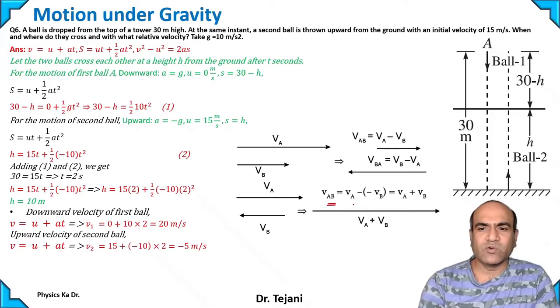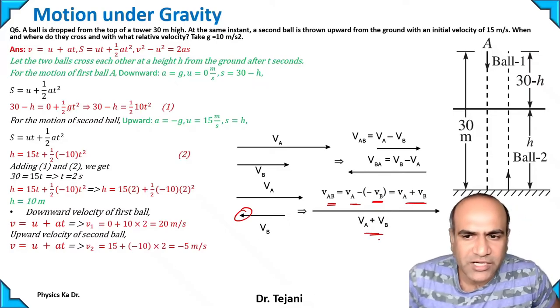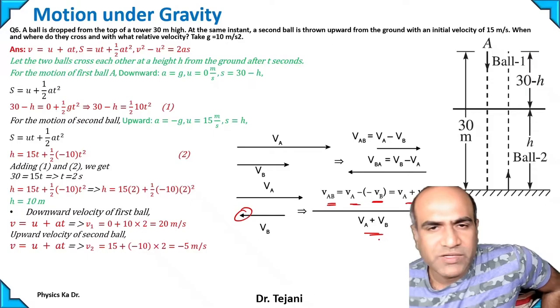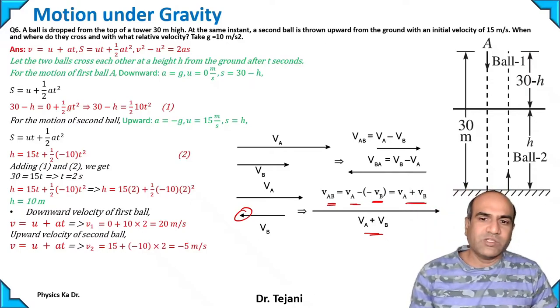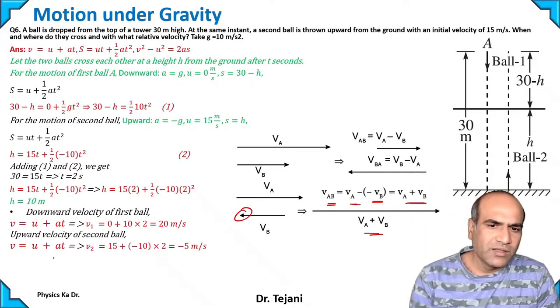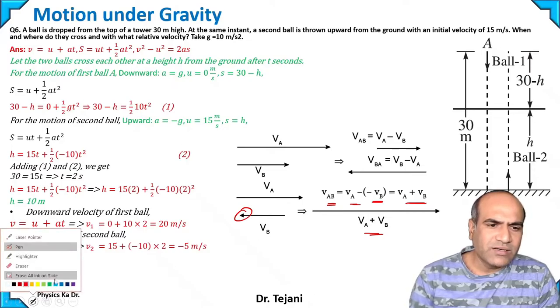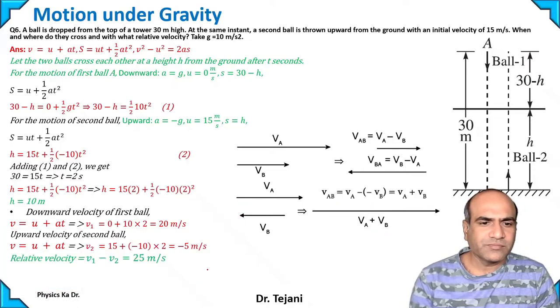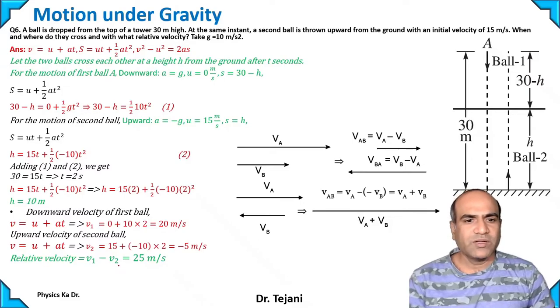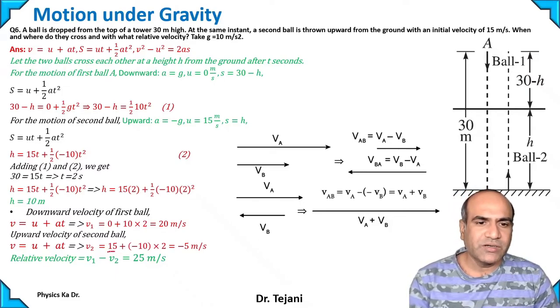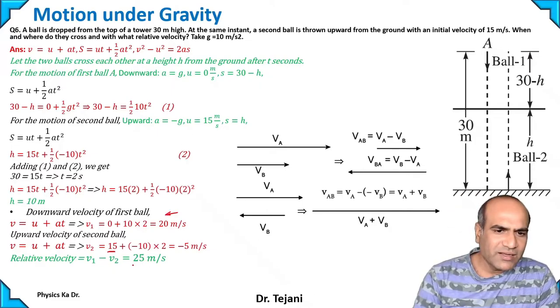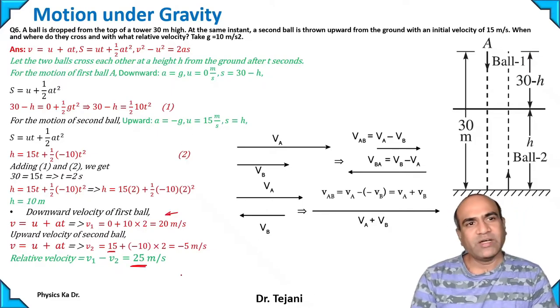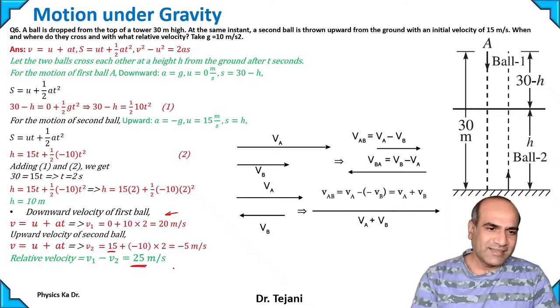So VAB is equal to VA minus VB when we consider direction, the negative. So in total it becomes VA plus VB, right? When we don't see direction, simply VA plus VB. When we see direction, we have to consider VA minus VB, and the opposite is also true. So like that we can calculate relative velocity. So here it becomes V1 minus V2. The body is moving in the upward direction and this body is moving in the downward direction. So the ultimate answer becomes 25 meter per second.